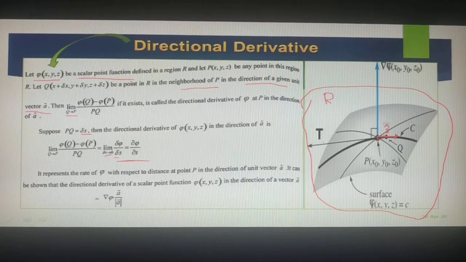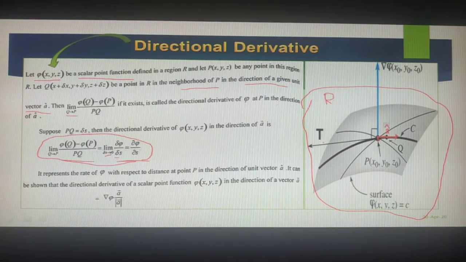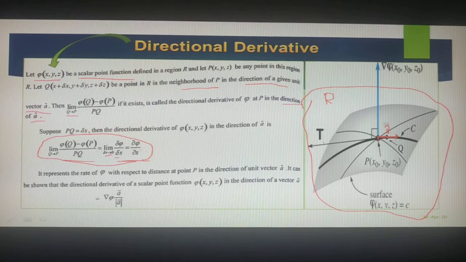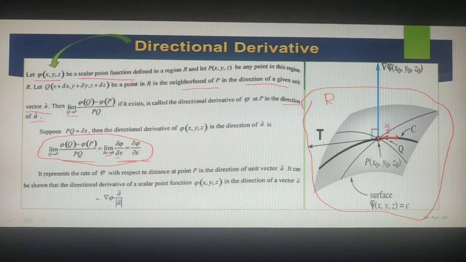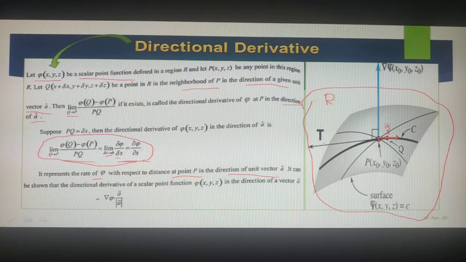So when the limit delta s tends to 0, this formula will be equal to del phi by del s. It looks like your differentiation formula. Similar to that, only the change is that in the direction of A we are finding the derivative. So the rate of change of phi with respect to the distance at this point in the direction of the unit vector A, that is what we are finding.